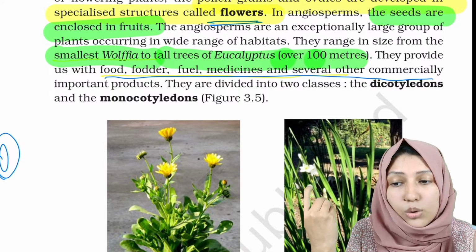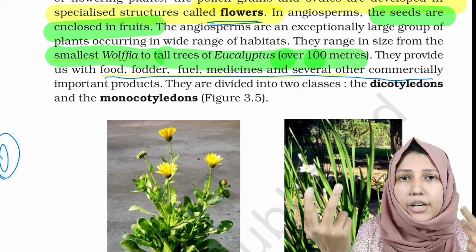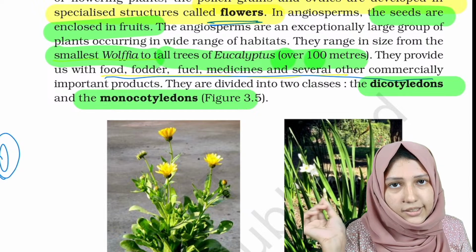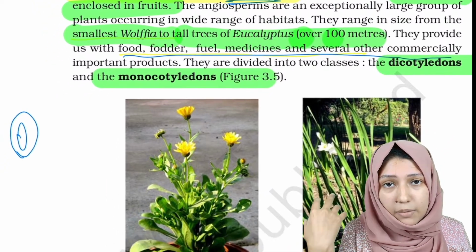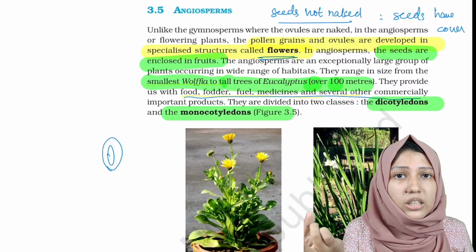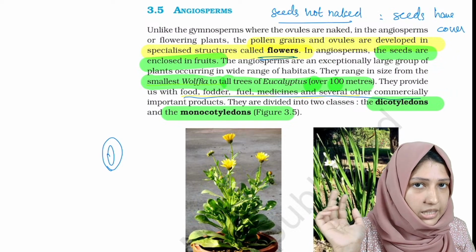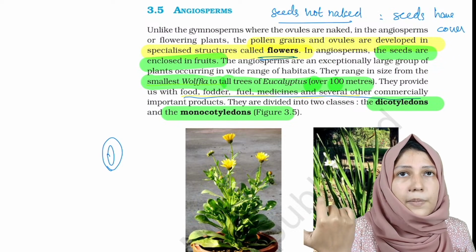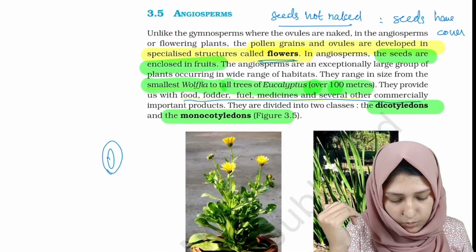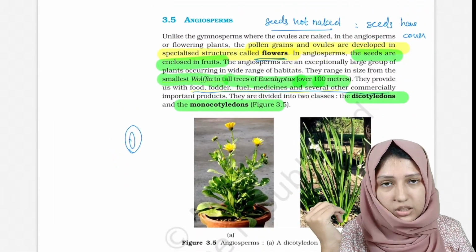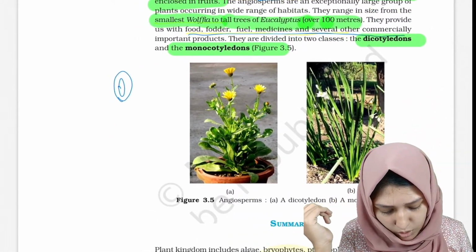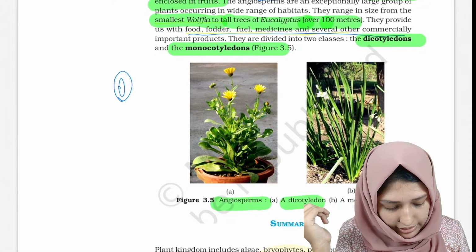These angiosperms are divided into two classes. What are the two classes? Dicotyledons and monocotyledons. We will learn more about this chapter in +2. In the +2 syllabus there is more about sexual reproduction in flowering plants, and there we will learn about zygote formation, embryo formation, everything. Clear? Now the chapter is reduced to this much. The NCERT is cut down because sexual reproduction of flowering plants will be dealt with there. This is angiosperms, and the two classes are dicotyledon and monocotyledon.